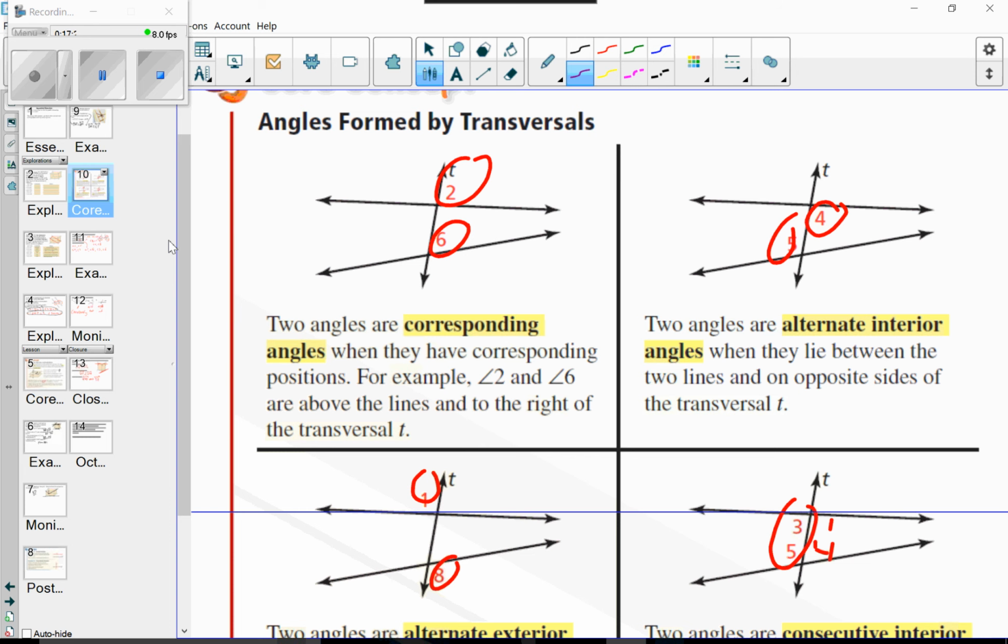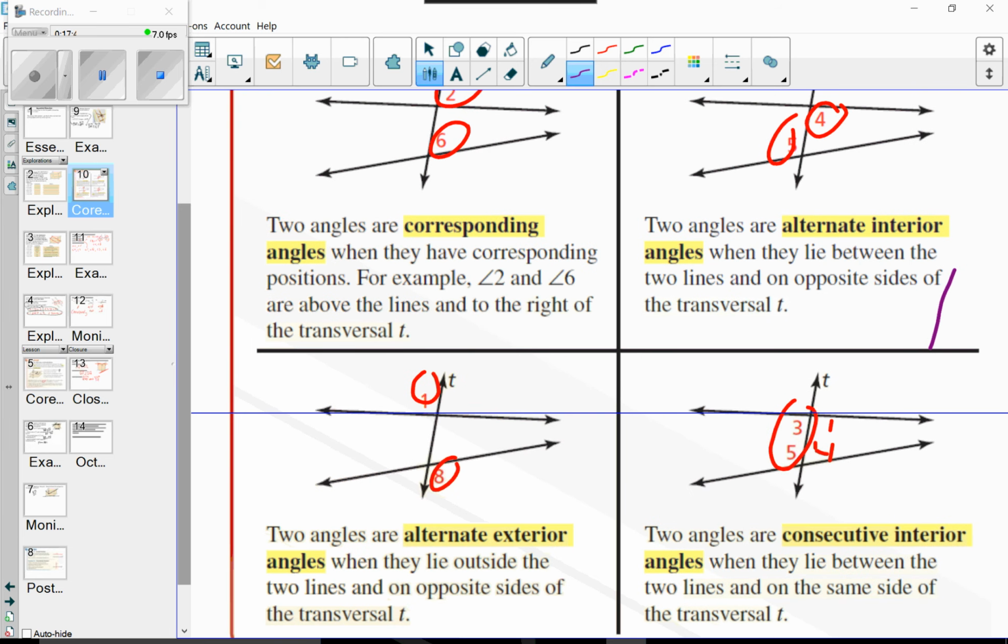For the next one, two angles are alternate interior when they lie between the two lines and they're on opposite sides of the transversal. Okay. Moving down here, I've got two angles are alternate exterior, that would be 1 and 8, when they lie outside the two lines and on opposite sides of the transversal. Okay, so alternate means opposite sides of the transversal.